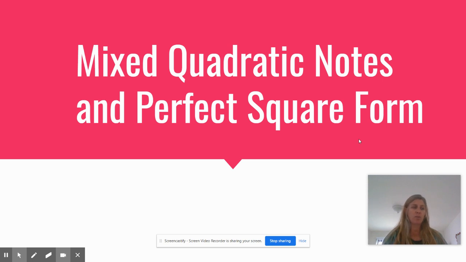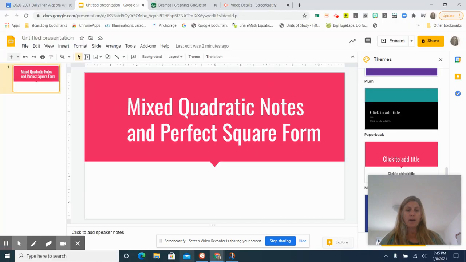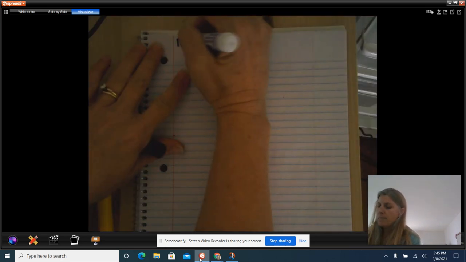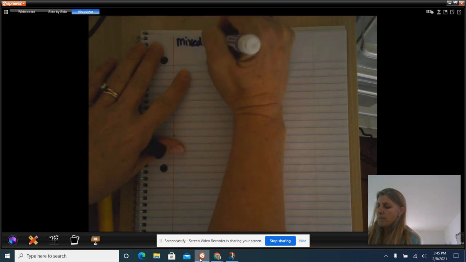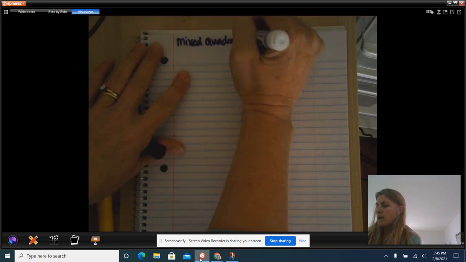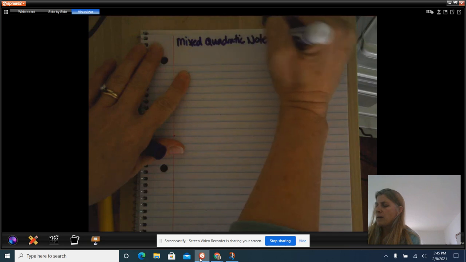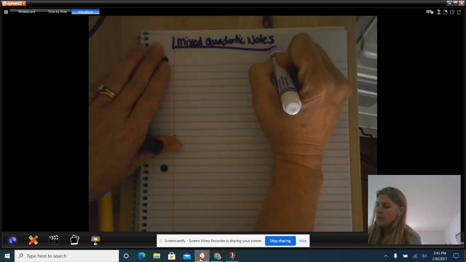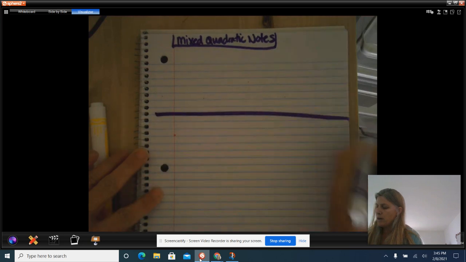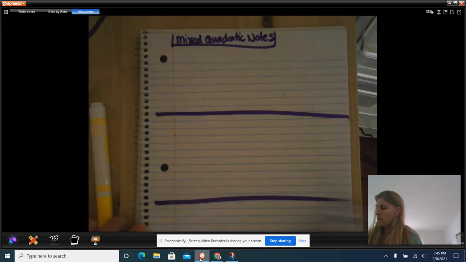We're going to talk about something called perfect square form, and then we're going to ask, what does this one specific form help me see quickly and help me understand? So let's jump right in. This is our mixed quadratic notes, and we're going to have three different parts to it. So we're going to cut our book here into thirds.